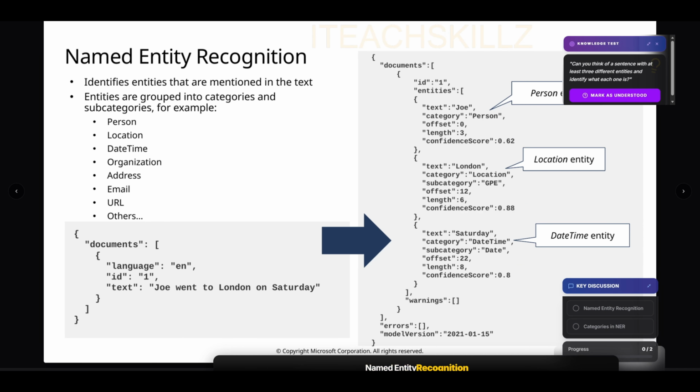Named entity recognition, or NER for short, is like finding the names of people and places in a story. It tags Joe as a person, London as a location, and Saturday as a date and time. This process helps computers understand what's important in text by categorizing these entities into groups such as person, location, date, time, among others.